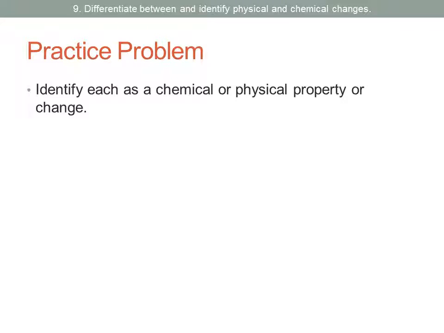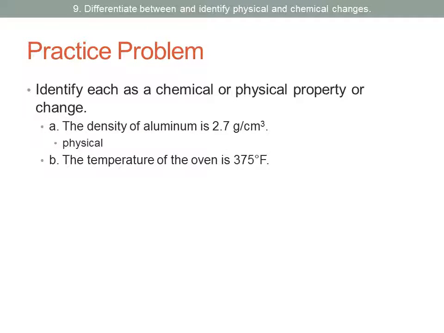Here's a practice problem, and you simply want to identify each as a chemical or physical property or change. For the first one, the density of aluminum is 2.7 grams per centimeter cubed. Ask yourself, is that an observation that we can take without changing the identity of the aluminum? The answer is yes, we can. So that's a physical property. The temperature of the oven is 375 degrees Fahrenheit. Can we measure the temperature inside of the oven without changing the identity of the air inside it? The answer is yes, of course we can. So that's also a physical property.